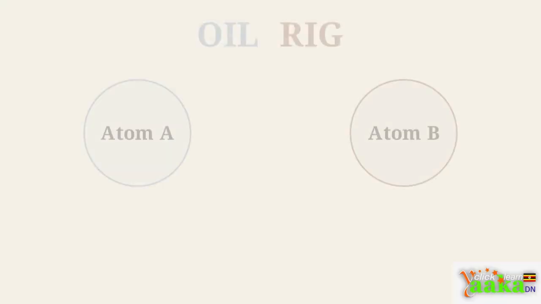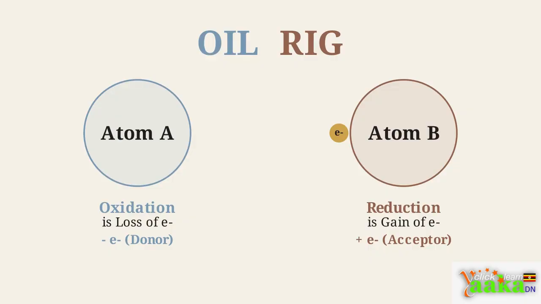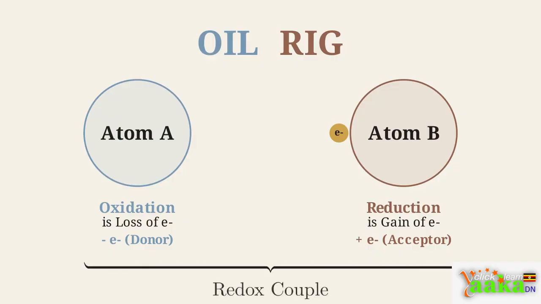Take a look at this schematic. We use the memory hook OIL RIG to track the transaction. When atom A gives up an electron, we call that oxidation, because oxidation is loss. When atom B catches that electron, it undergoes reduction, because reduction is gain. Notice how these two atoms form a single unit, known as a redox couple. You cannot have a loser of electrons without a gainer to catch them. The transaction has to happen simultaneously.